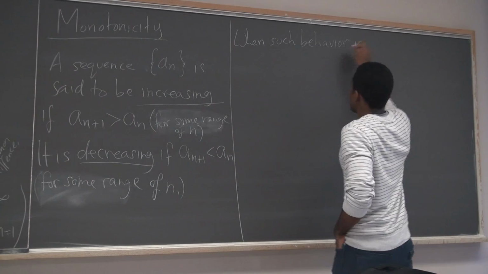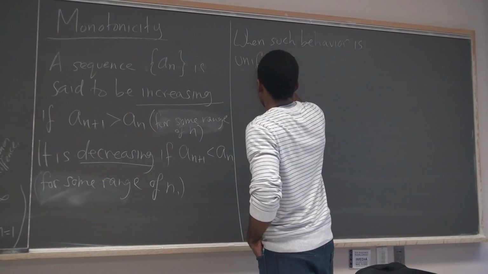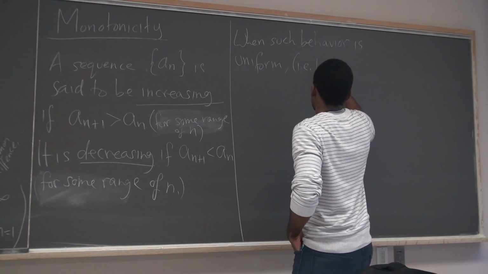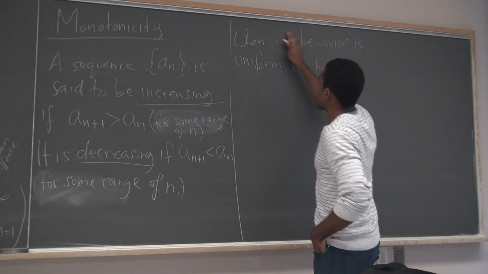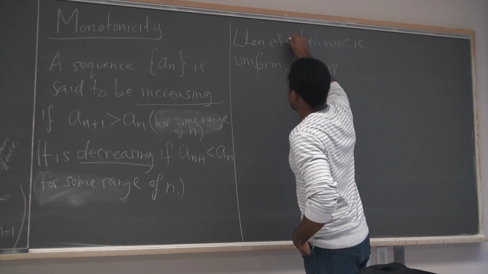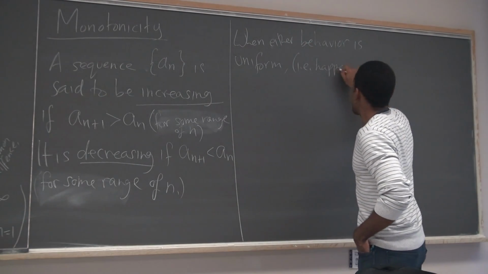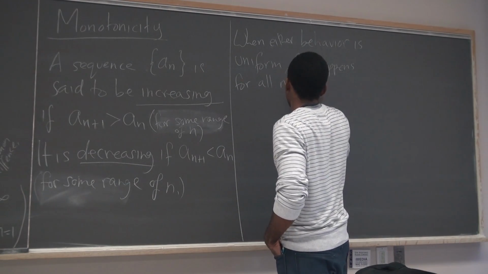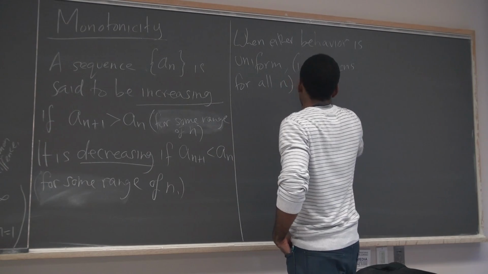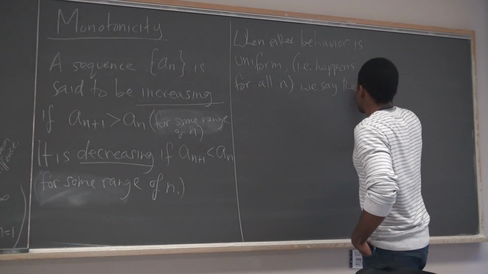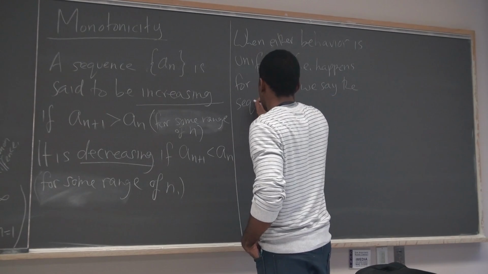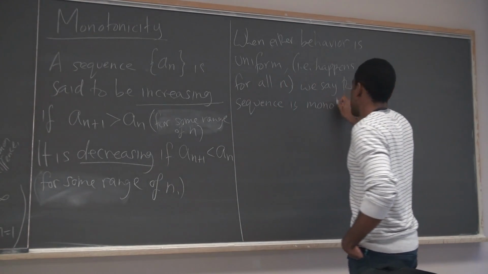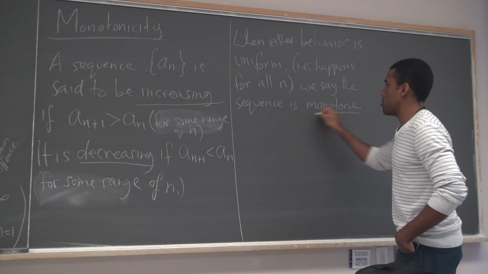If such behavior is uniform, i.e. if either behavior happens for all n, we say the sequence is monotone. It's always doing the same thing. So we call it monotone.